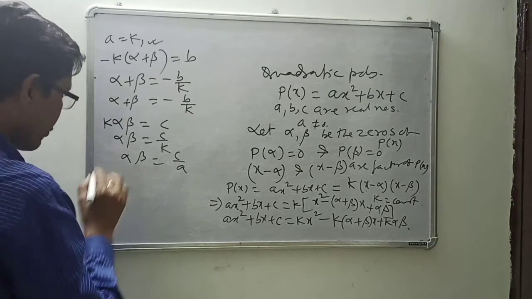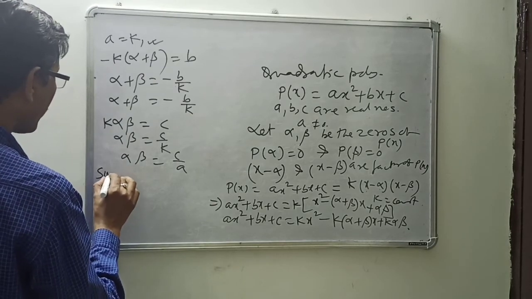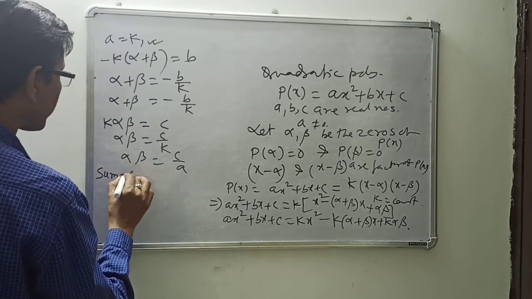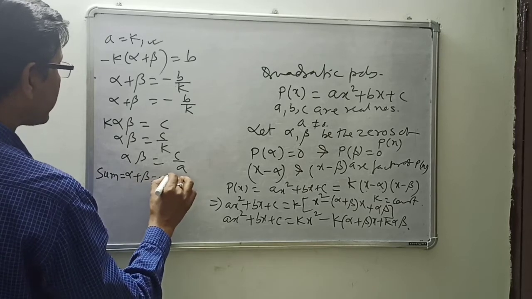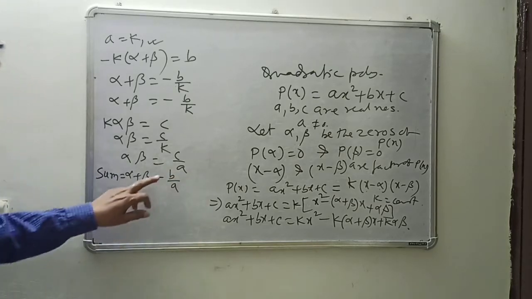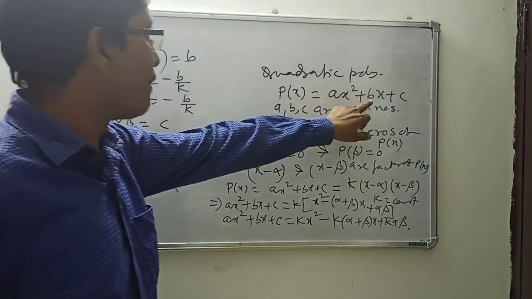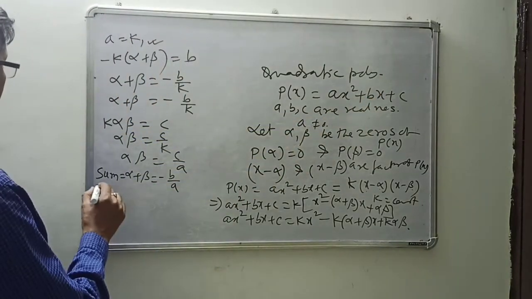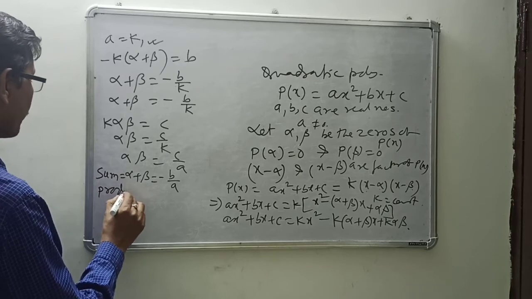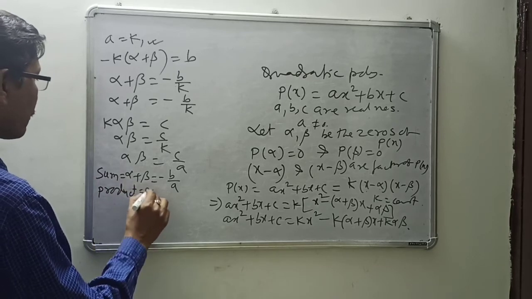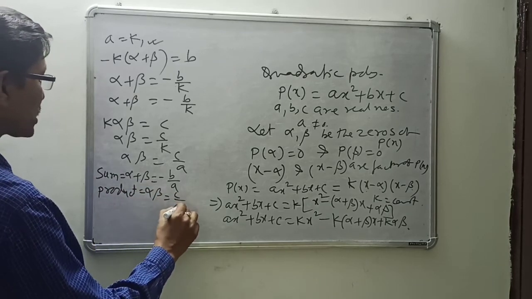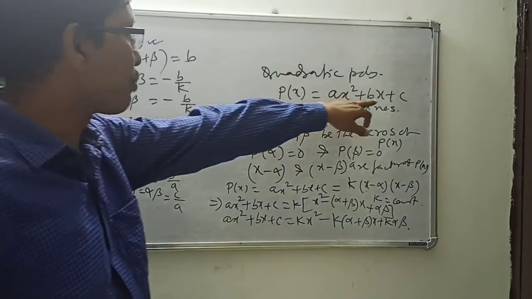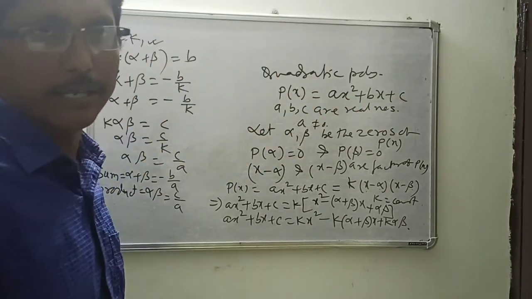So ultimately we get the relations between the zeros: the sum of the zeros, alpha plus beta, equals minus b by a, or minus the coefficient of x by the coefficient of x square. Similarly, the product of the zeros, alpha beta, equals c by a, or the constant term divided by a.